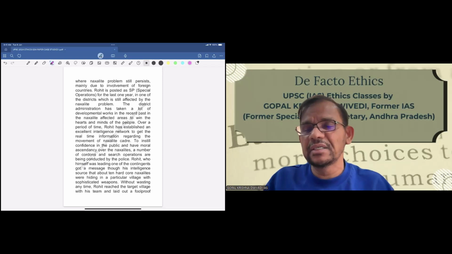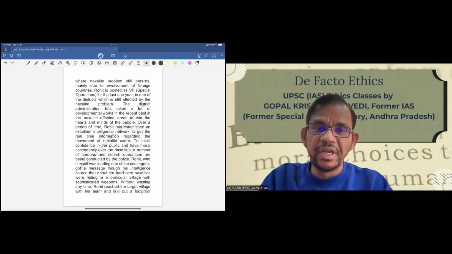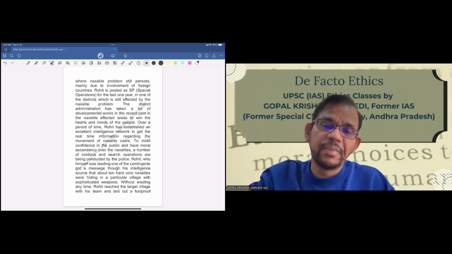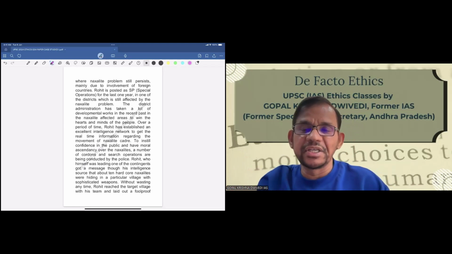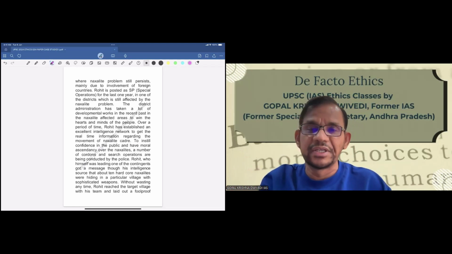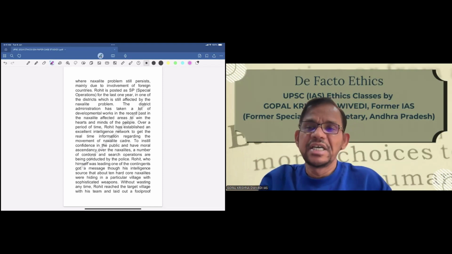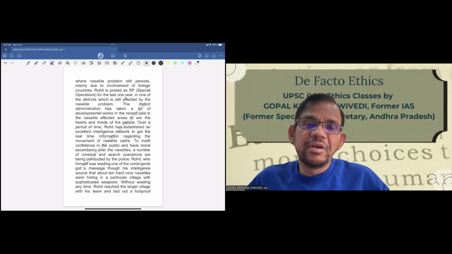Now, SPs, Superintendents of Police, are of different kinds. If he deals only with Naxalism in Naxal areas, he is called SP Special Operations. If he is the SP of a district, he will be Superintendent of Police of that district. So here the concerned officer is posted as SP of the Naxal area, or special operations pertaining to Naxalism, for the last 1 year in one of the districts which is still affected by the Naxalite problem.